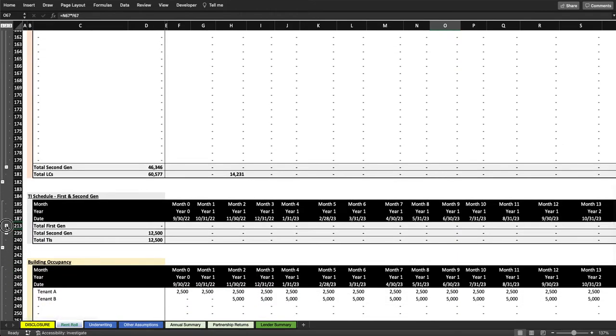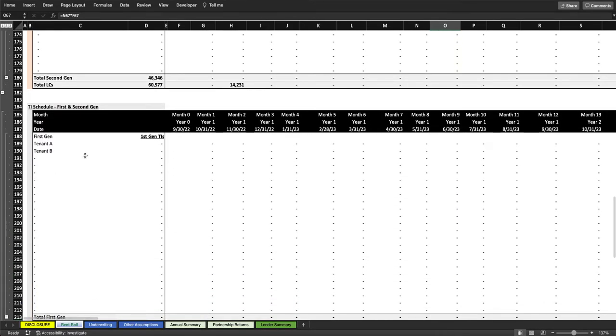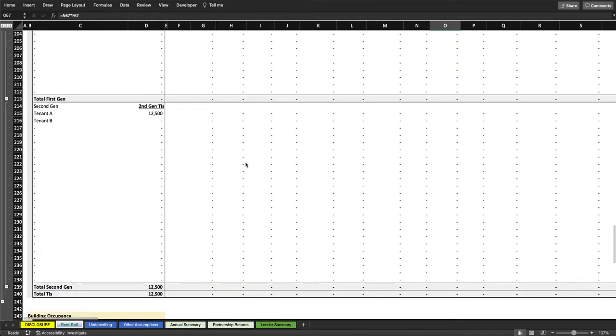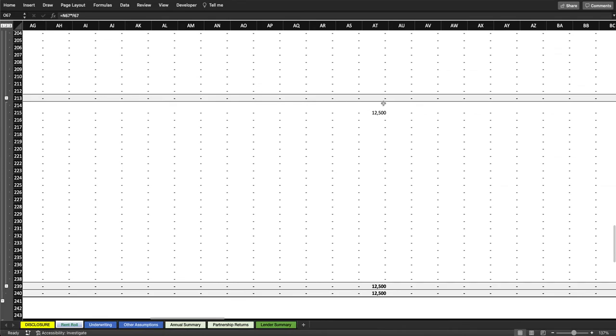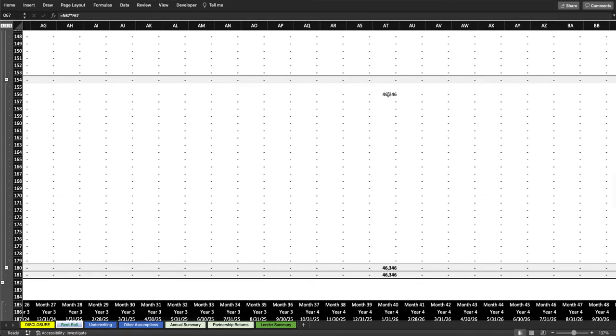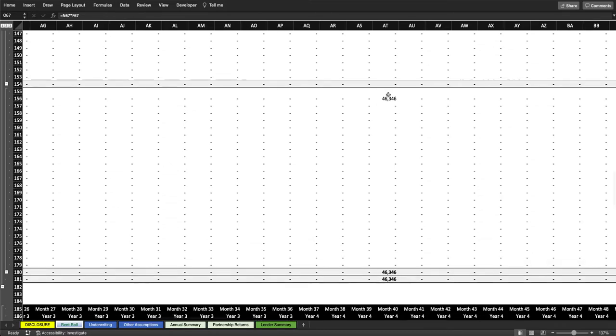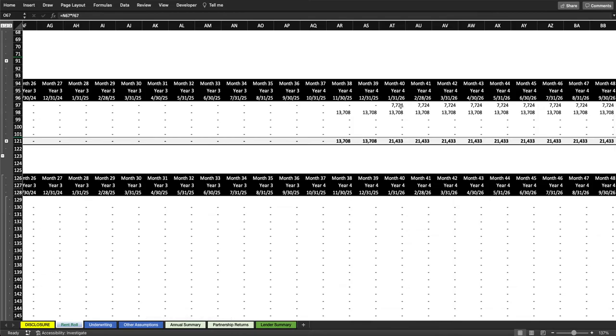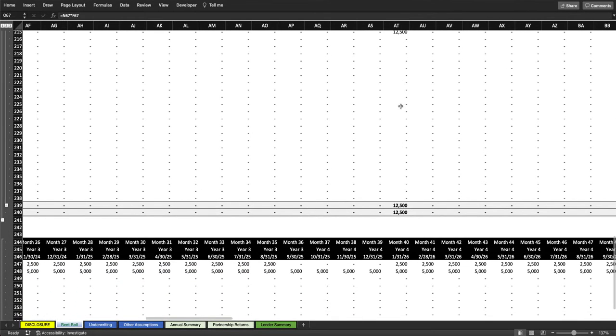So if you come down to the tenant improvement schedule, you'll notice nothing for that first generation because we set those to 0. And then for that second generation, that $12,500 is going to take place the same time as that leasing commission for that second generation tenant A, which is the first rent check you're going to get from that new tenant.